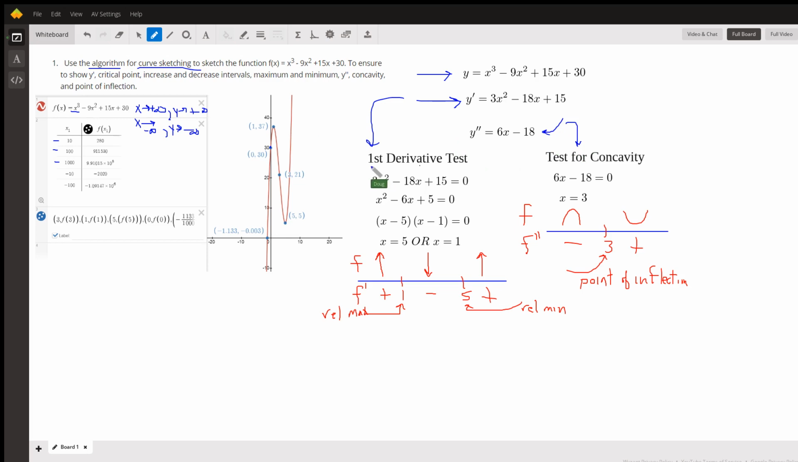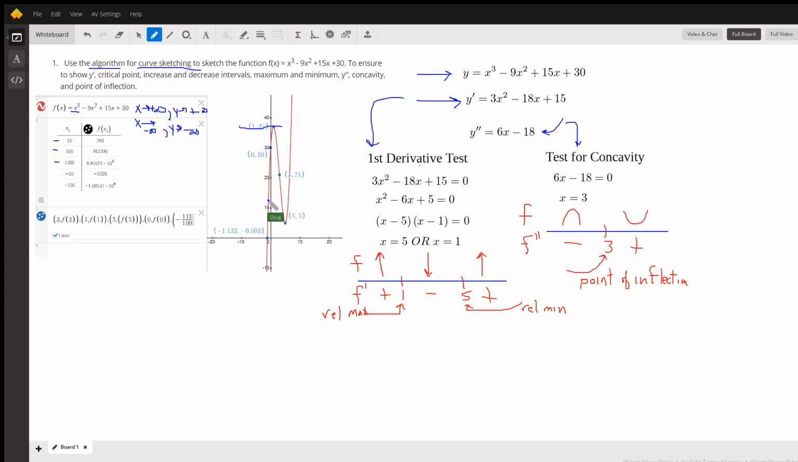The first derivative test says set the first derivative equal to 0 and find out what values of x make the first derivative equal 0. And remember, the first derivative gives you a formula for slopes of tangent lines. So when we have the first derivative equal to 0, we'll have locations where the tangent line is horizontal.